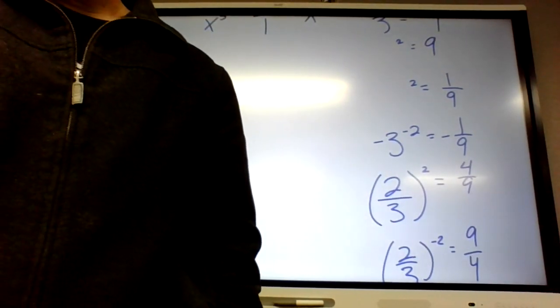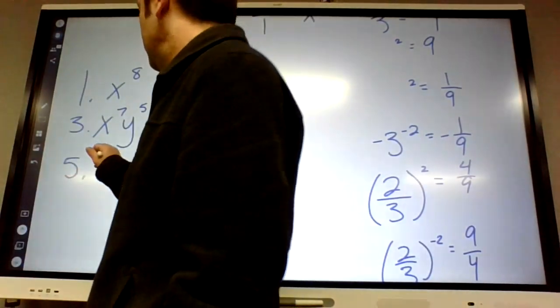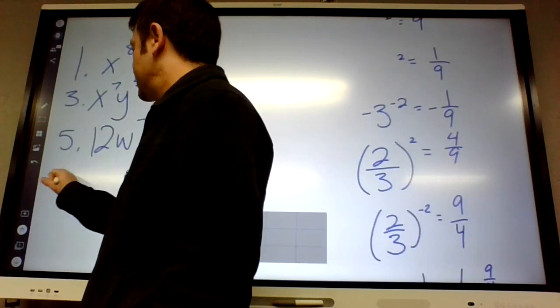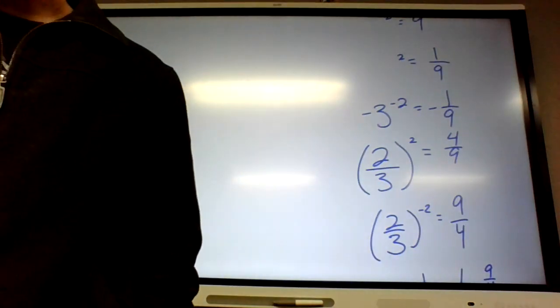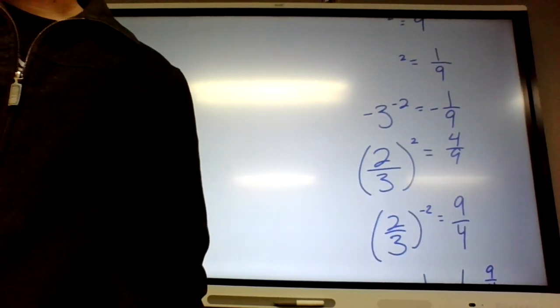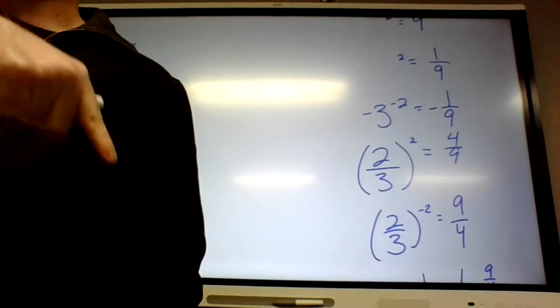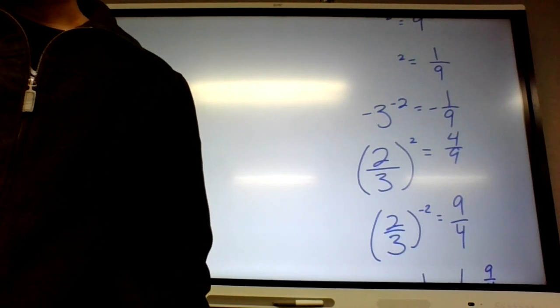Number 5, Olivia? 12w to the 7th. Because it's section A. Section B is the same thing. Section A is kind of like yesterday's. Although we're actually doing division Monday. Well, we did the division on the worksheet, remember?